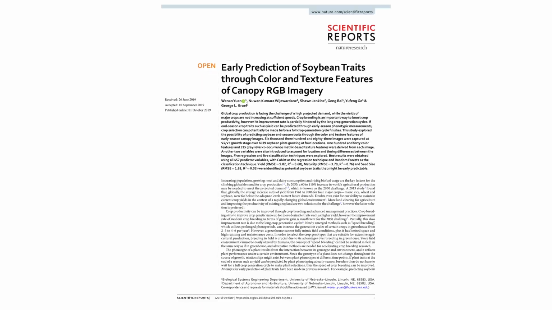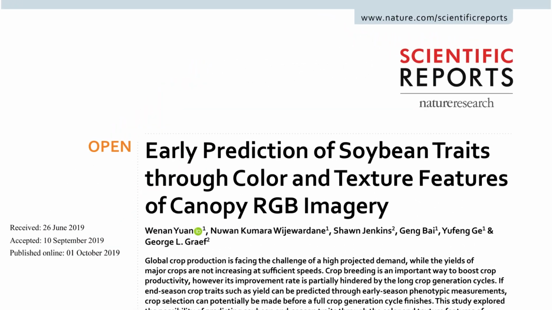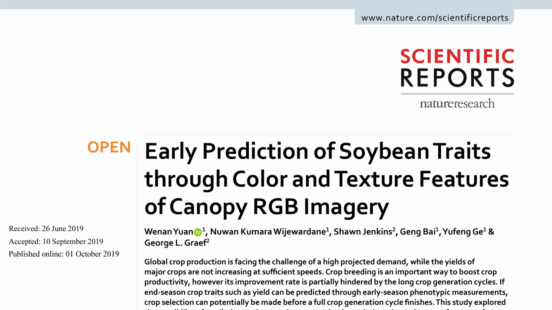In this video, I would like to go over my first authored paper titled Early Prediction of Soybean Traits Through Color and Texture Features of Canopy RGB Imagery, which was published in the journal Scientific Reports in 2019.